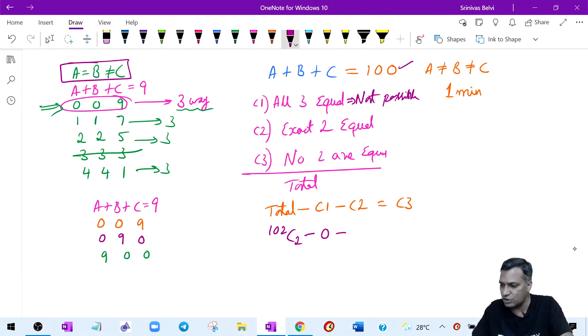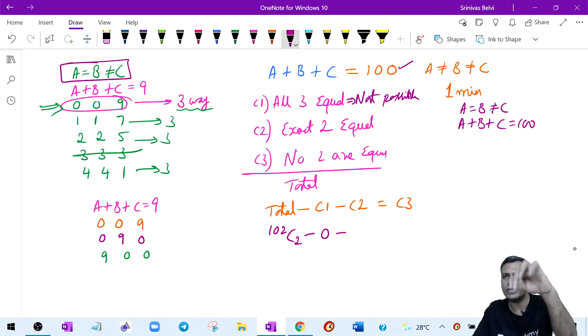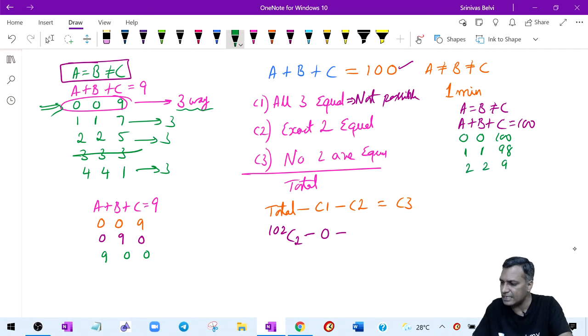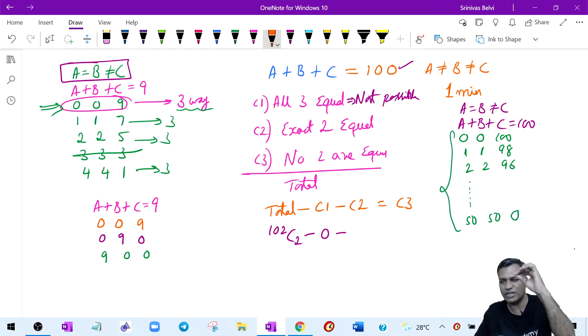Case 2. Make the same kind of pattern in your mind: A plus B plus C is equal to 100. Let A be equal to B but not C, and we can permute those cases later. So 0, 0, therefore all 100 here. 1, 1, therefore the remaining 98 here. 2, 2, therefore 96 here. Like this, till 50, 50, therefore 0 here. It is very easy to count, and with practice it comes in your mind itself.